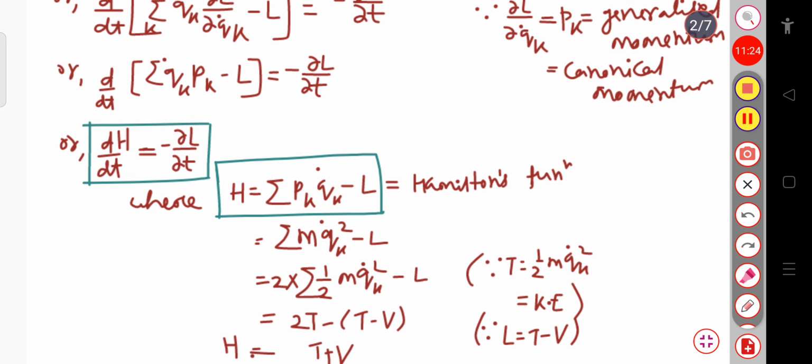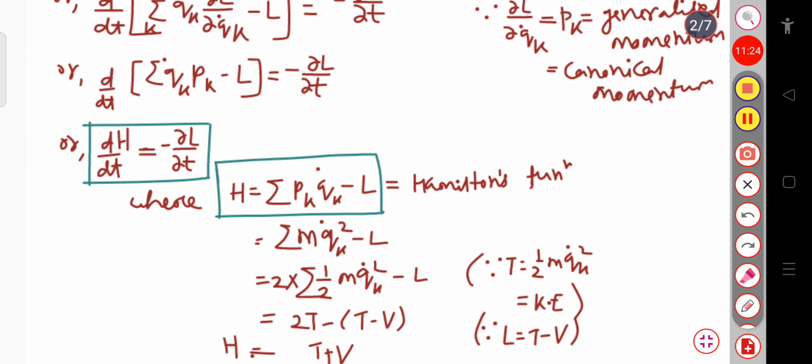And also here finally we have expressed that this H equal to constant. This H is constant means that the total energy is conserved. Now let us see what is Hamilton's equation of motion.